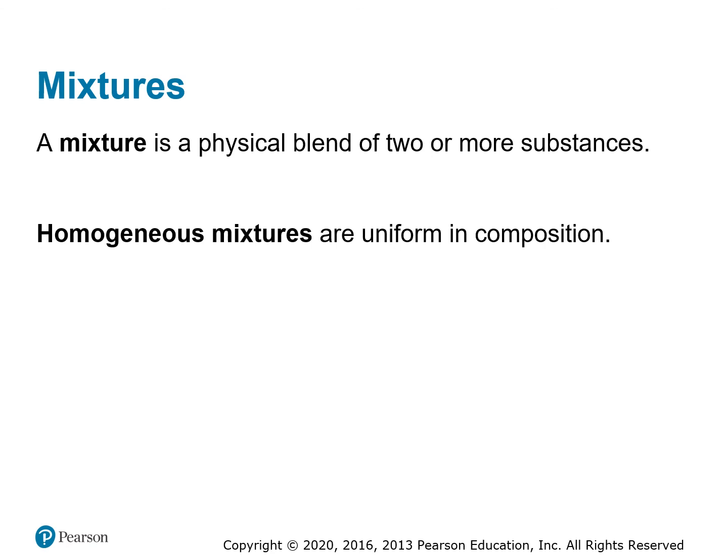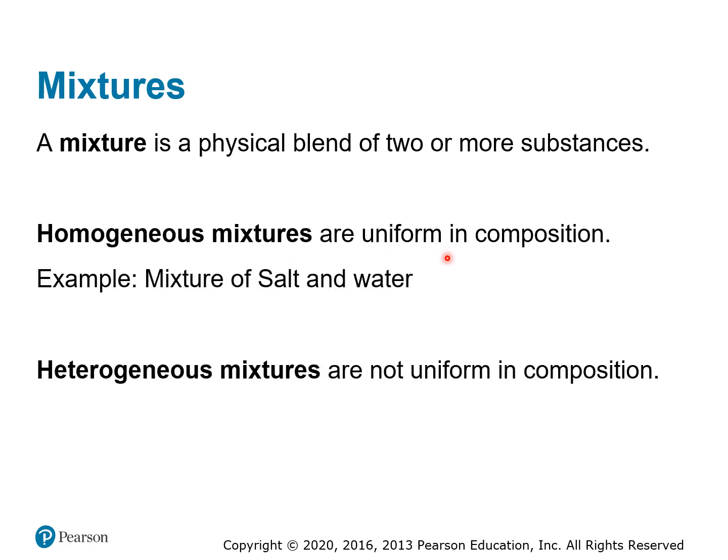Let's talk about mixtures. As I said, a mixture is a physical blend of two or more substances. We talked about homogeneous mixtures, which are uniform in composition, for example salt and water. And then the next type was heterogeneous, which is not uniform in composition, and that would be something like sand and water.